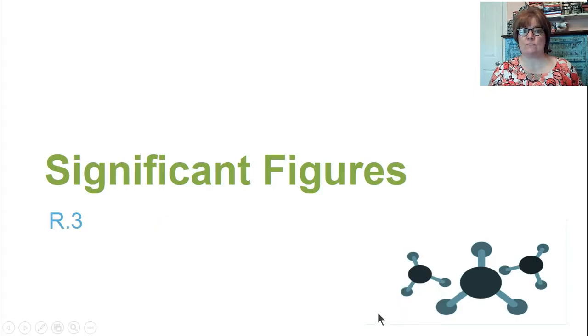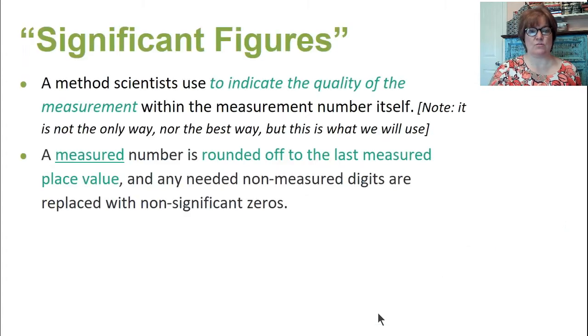So, significant figures are how uncertainty gets written into a measurement. Significant figures are a way that scientists can indicate the uncertainty of a measurement just by writing it down. They don't have to explain how the measurement was taken or how good or bad the measurement is. It's implied by the precision in how the number is written. It's one way for scientists to indicate the quality of a measurement just by the measurement itself.